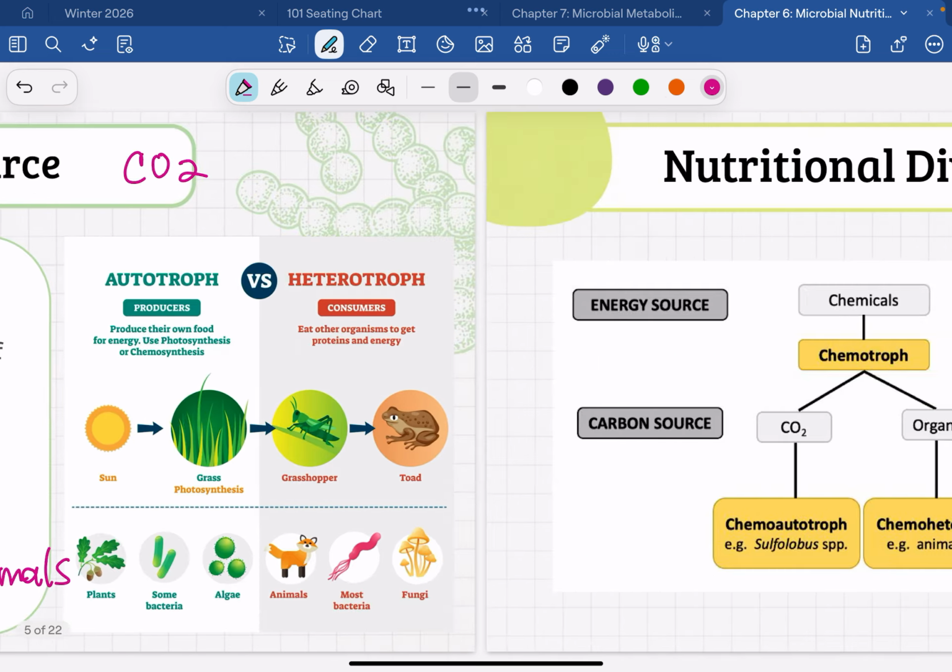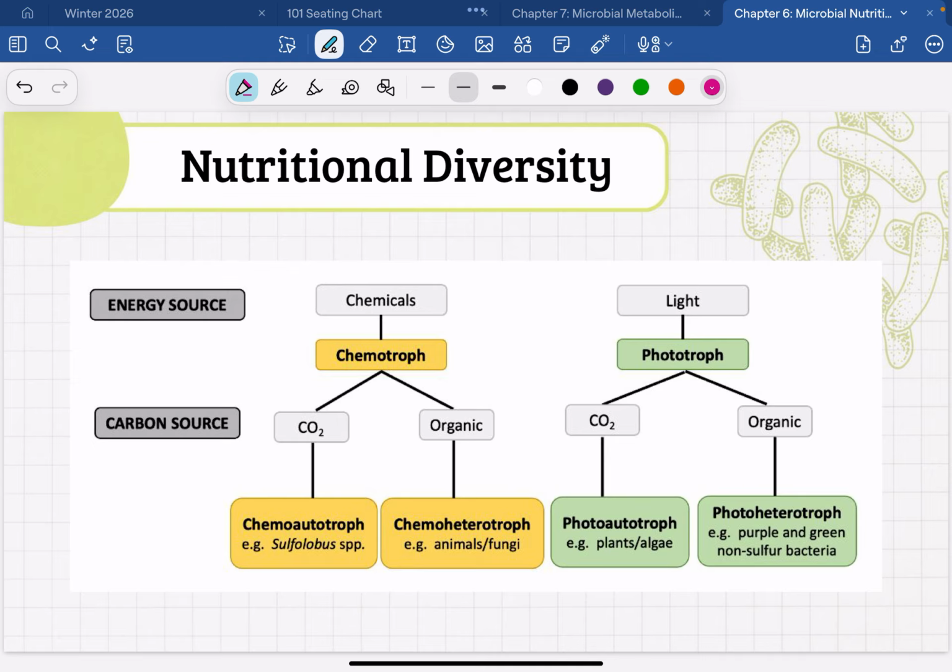All right. So when you combine these two categories, right, where you get your carbon and where you get your energy, you come up with 4 individual categories, right? If you look at the energy, remember energy, we have chemo or photo. And then if you add on the carbon source, you get these 4 categories. Chemoautotrophs get their energy from chemicals, right? This first word is where they get their energy from. And the second part of the word, I guess, is where they get their carbon.